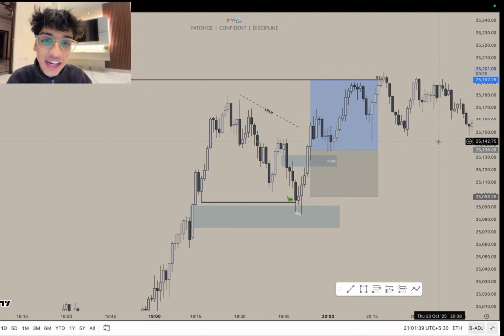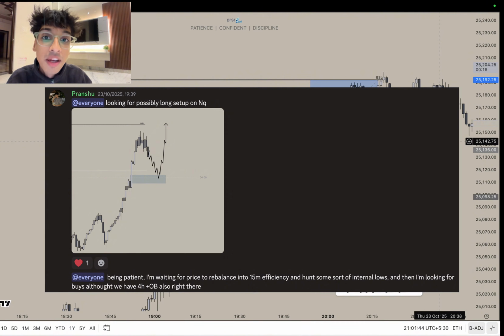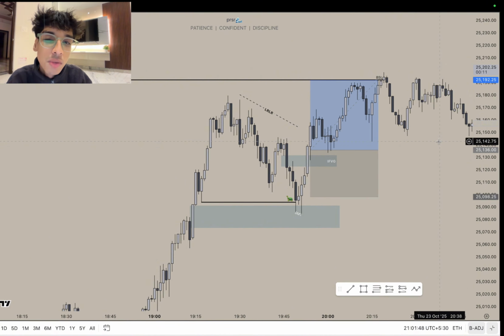Before going into that, let me show you one more thing, guys. This trade I alerted before it happened in my Discord. If you didn't join my Discord, I highly recommend you join. Before the setup was made, I already alerted that if price potentially came down, rebalanced with a 15-minute imbalance and hunted the sell side liquidity, then I'm looking for buys to target that internal low resistance liquidity run. And price did the same. So without wasting any time, let's jump to the chart.